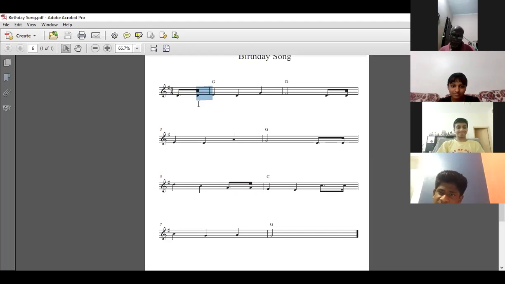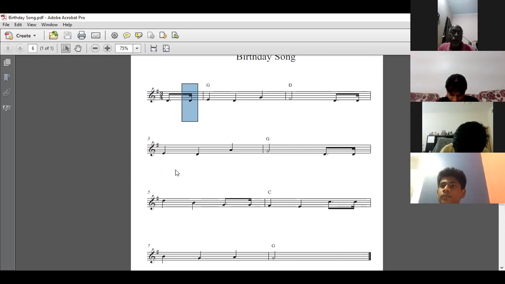And what is the value of this knot? Who can guess what is the value of this knot? Type in the chat. What is the value of this knot? Okay, that's a little tricky. So if this is 3 by 4, what is this going to be?